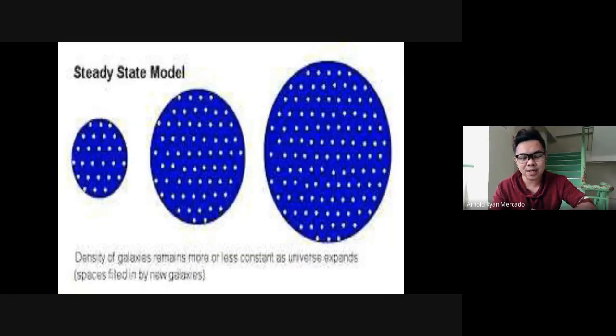So ito yung steady state model, no? Kung titingnan kasi natin, hindi nagkakalayo-layo yung mga heavenly bodies. Let's say for example, yung mga dots dyan sa bilog ay yung mga heavenly bodies. Hindi sila nagbabago ng distansya, steady lang sila. Pero the universe is expanding. Nga lang, hindi ito accurate.